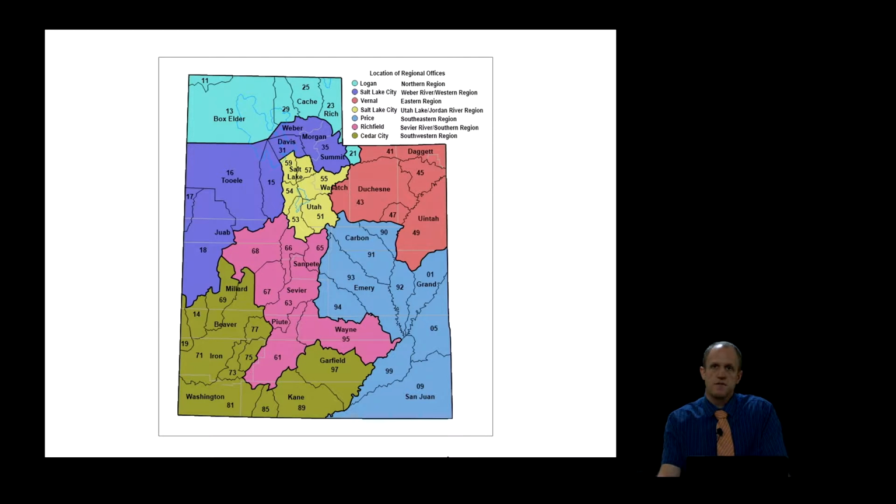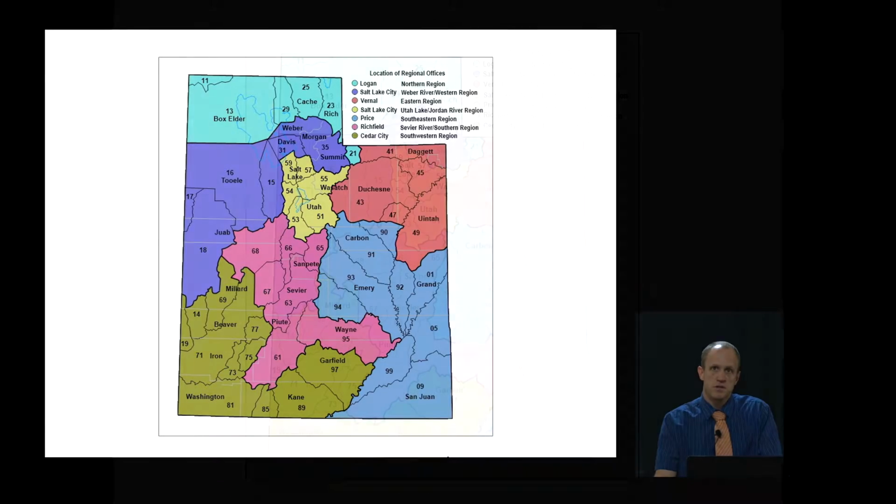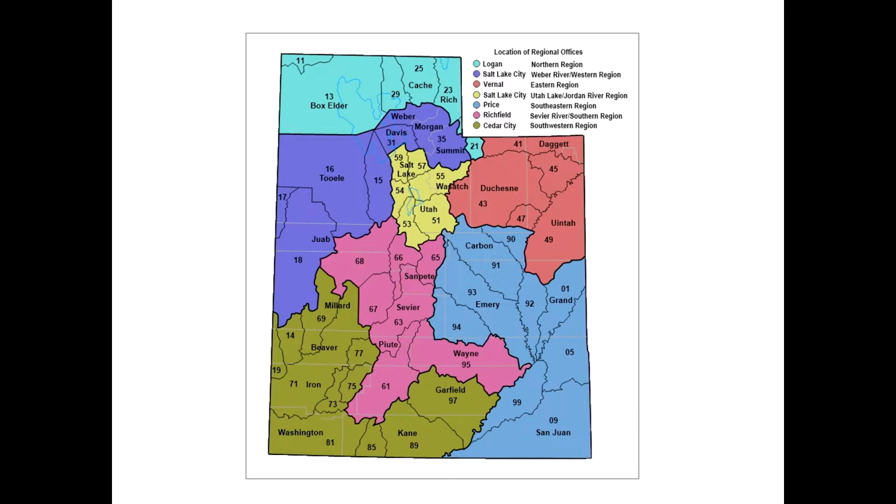And this slide right here shows you those areas. So the area I'm in is the southwest area with Washington County, Iron County, Beaver, Millard, that area. But these are called regions. And note the legend in the top right. That tells you where each of the regions are located by color. So Logan's in the light blue, and then you can just trace it down through.